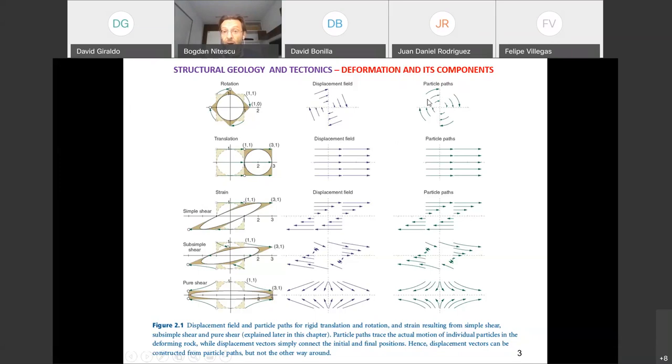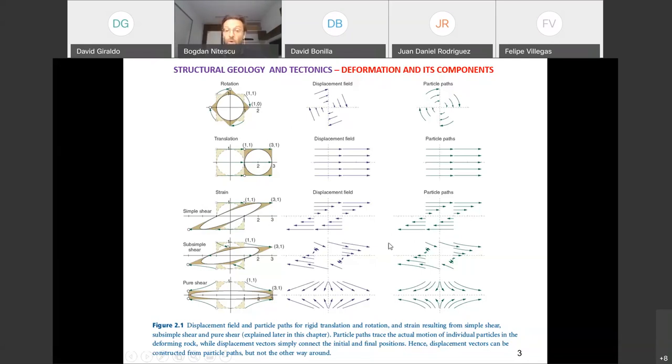You see, the particle paths are like little parts of circles. Yeah, these arcs here in this case. So you see the particle paths. So you see how the particle paths differ. For instance, here in the case of pure shear, you see this tells us the history, and this tells us only the initial and the final.